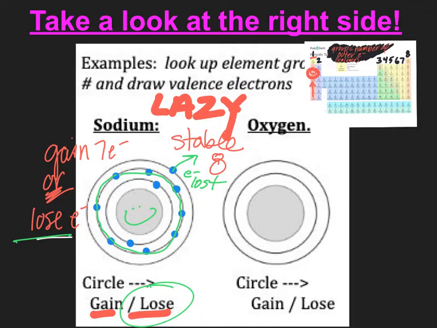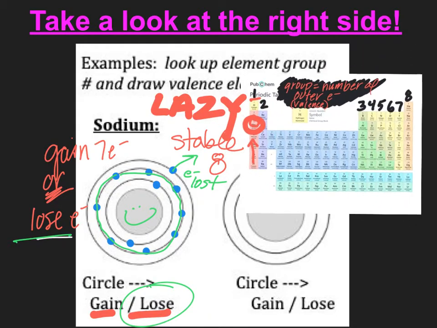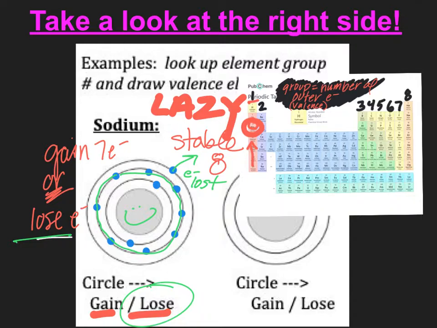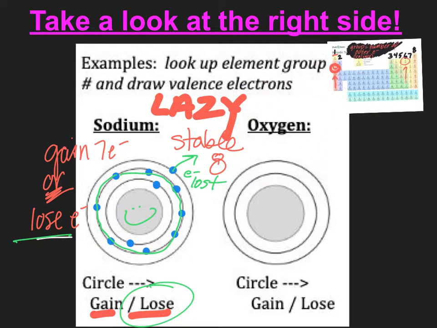Over here, oxygen on our periodic table is in group number 6 with a total of 8 electrons, 6 on the outermost shell. So starting here, 6 on the outermost shell, 2 on the inner gives me a total of 8, and 6 valence electrons. Now again, atoms are lazy.